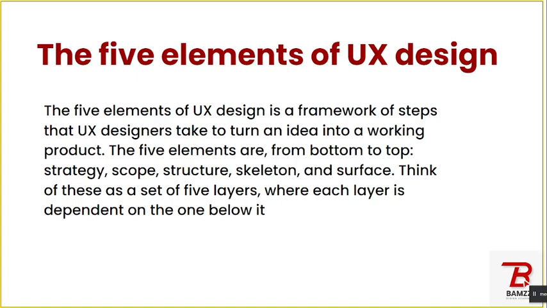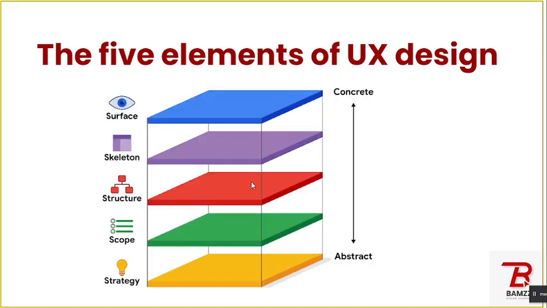So the elements are strategy, scope, structure, skeleton and surface, which are the 5S. You must know the meaning of the 5S. So we have strategy, we have scope, we have structure, we have skeleton and we have surface. Just think about it as if you have 5 layers now, and these are the 5 layers. You have the surface, you have the skeleton, we have the structure, we have the scope and we have the strategy.